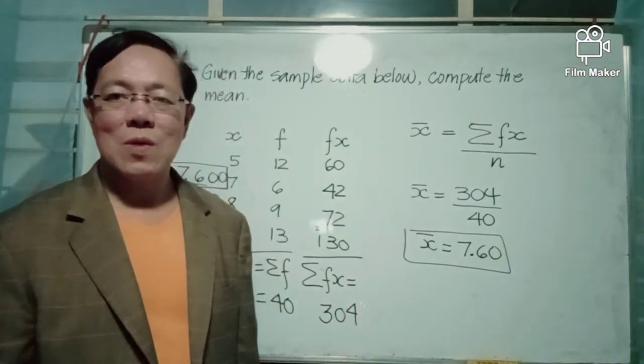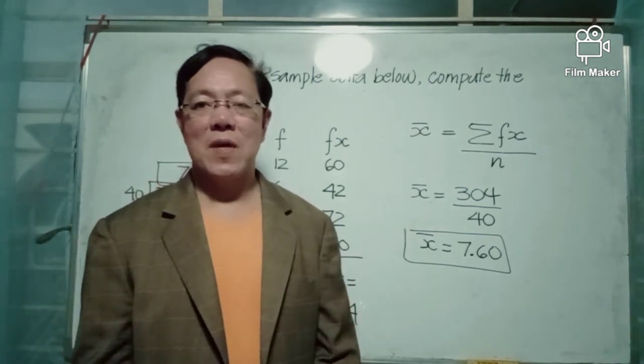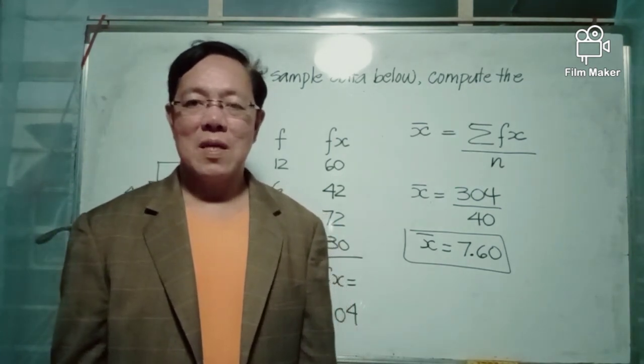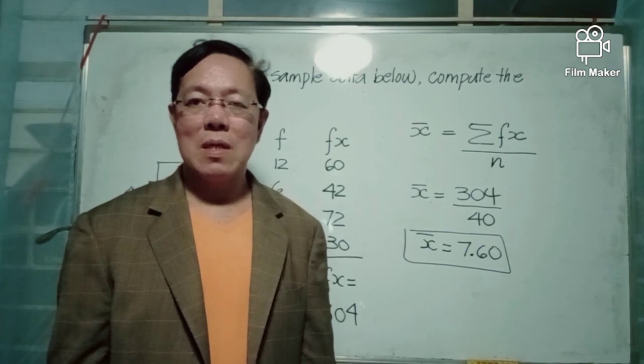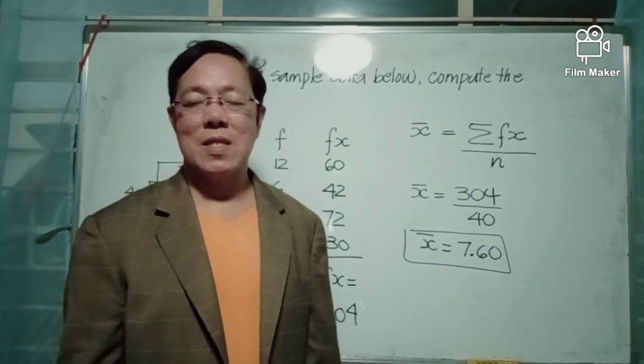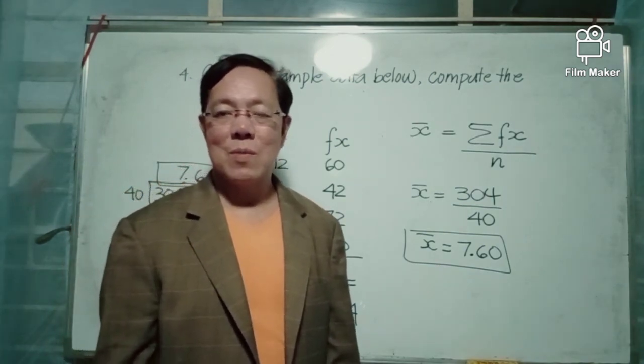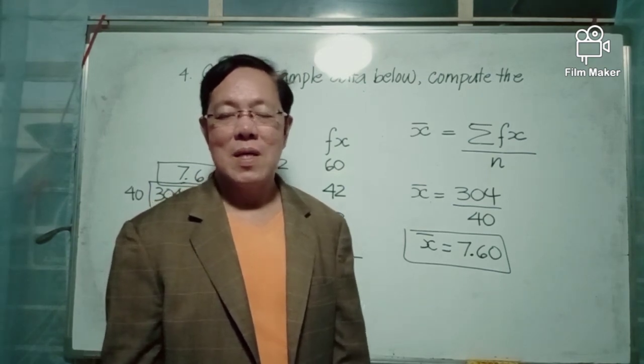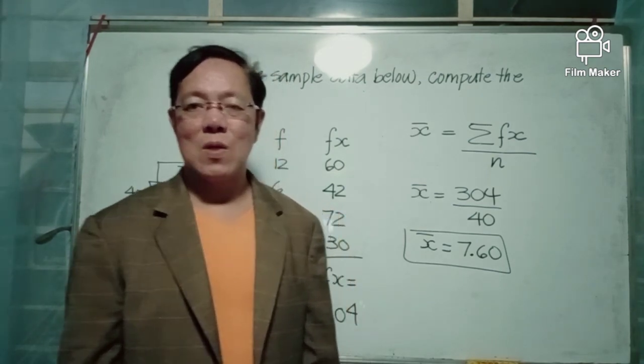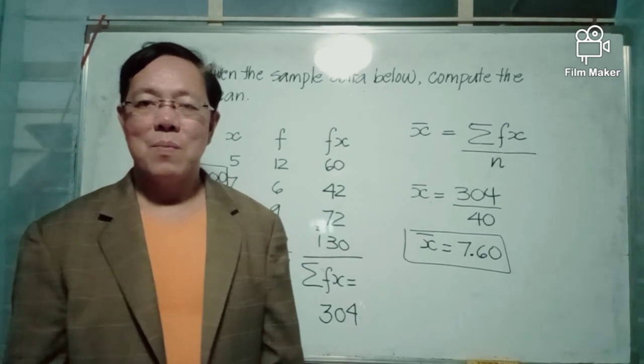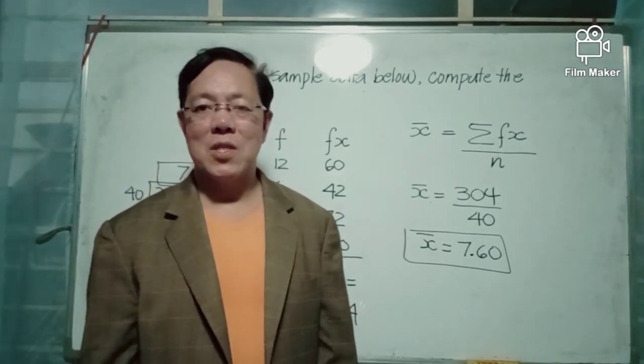In the next lesson, we will take another example of a set of data to be summarized and presented in a frequency distribution table for ungrouped data, and we will present them also graphically using a vertical bar graph and a pie chart.